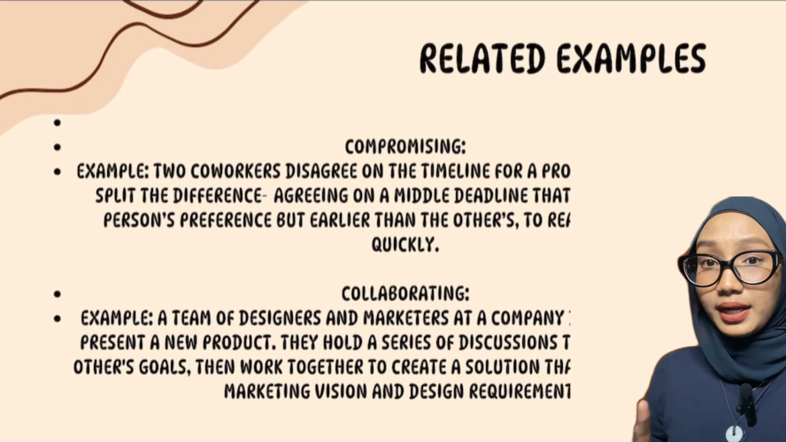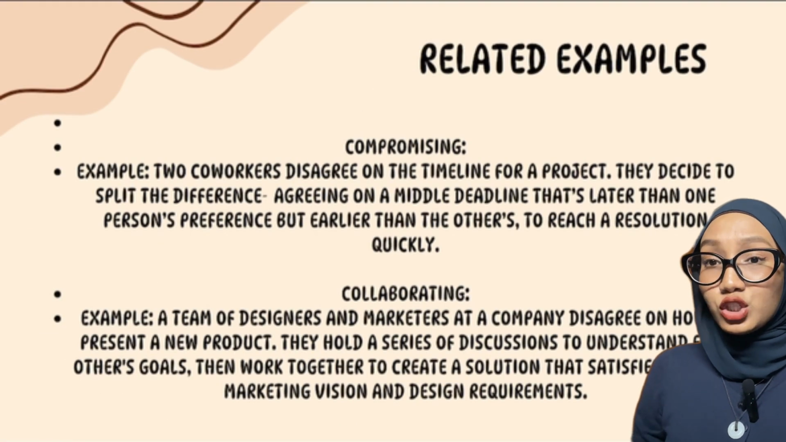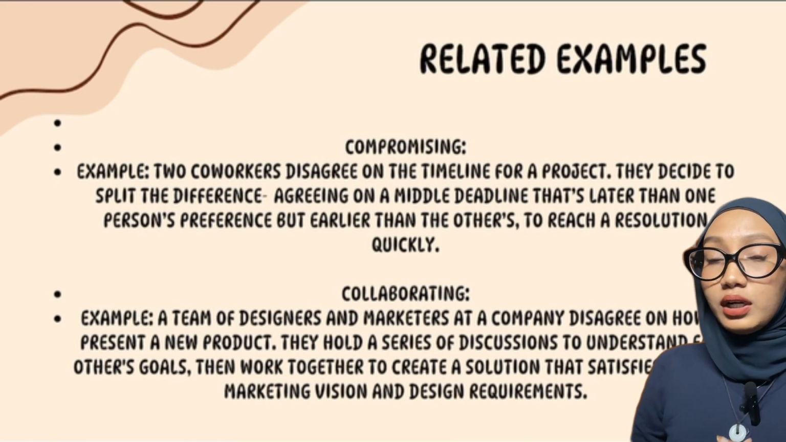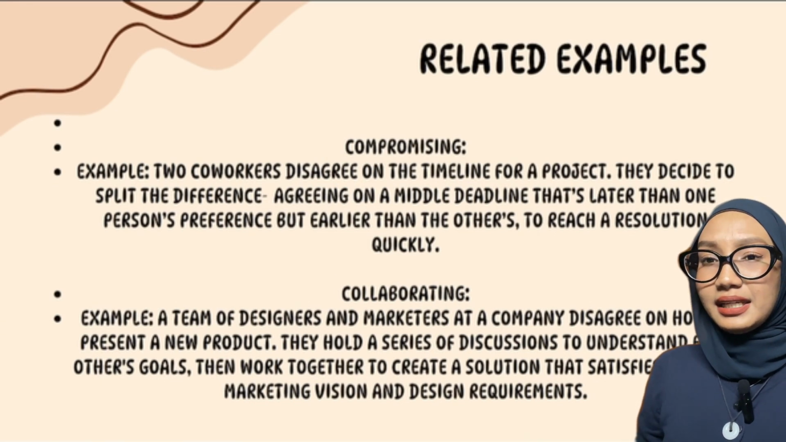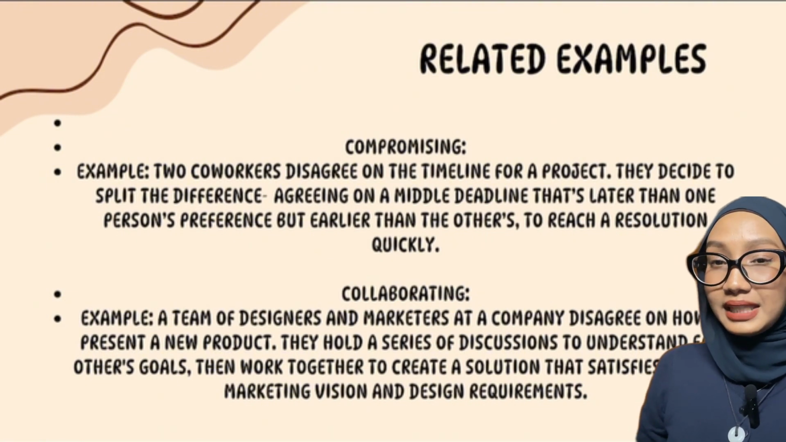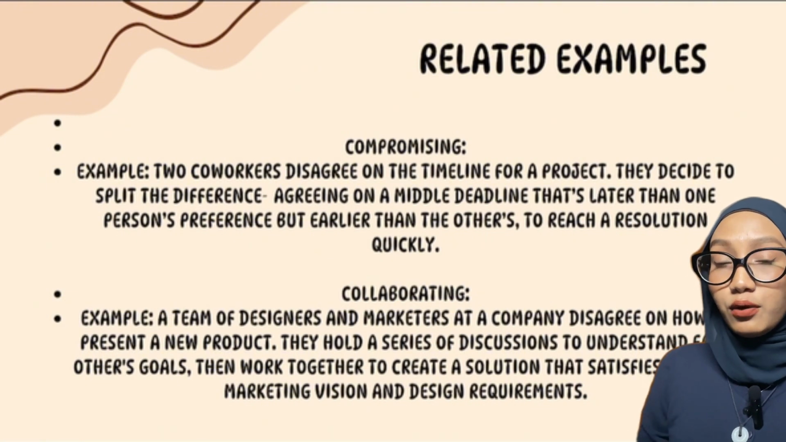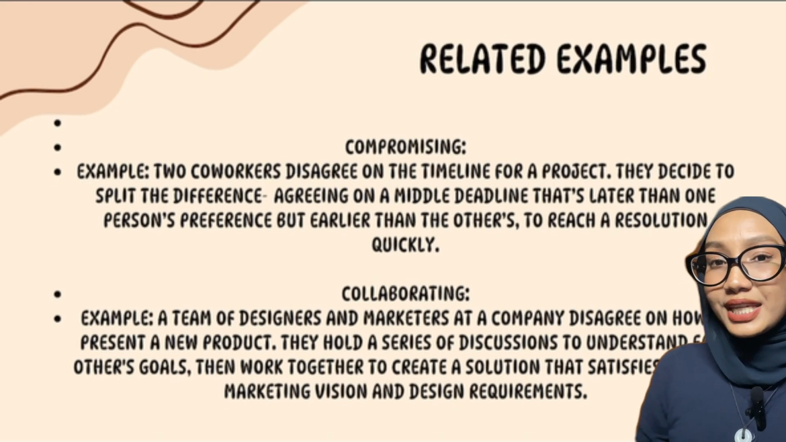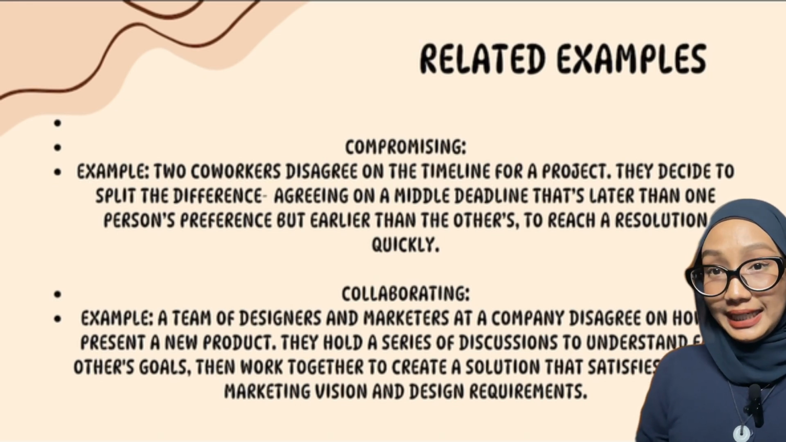The fourth one is compromising. Two co-workers disagree on the timeline for a project. They decide to split the difference, agreeing on a middle deadline that is later than one person's preference but earlier than the other's, to reach a resolution quickly.